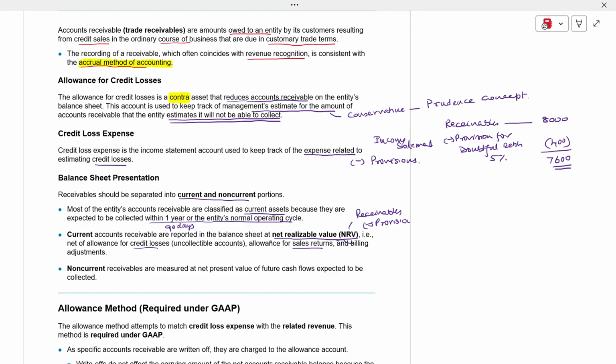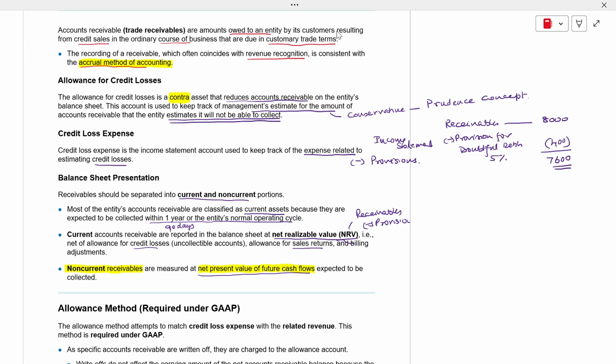Non-current receivables are measured at the net present value of future cash flows. Maybe I will tell you very clearly, this is the first time you are going to cover this. What are the non-current receivables? They are more than one year. When it is for more than one year, it has to be measured at what? At the net present value of the future cash flows.